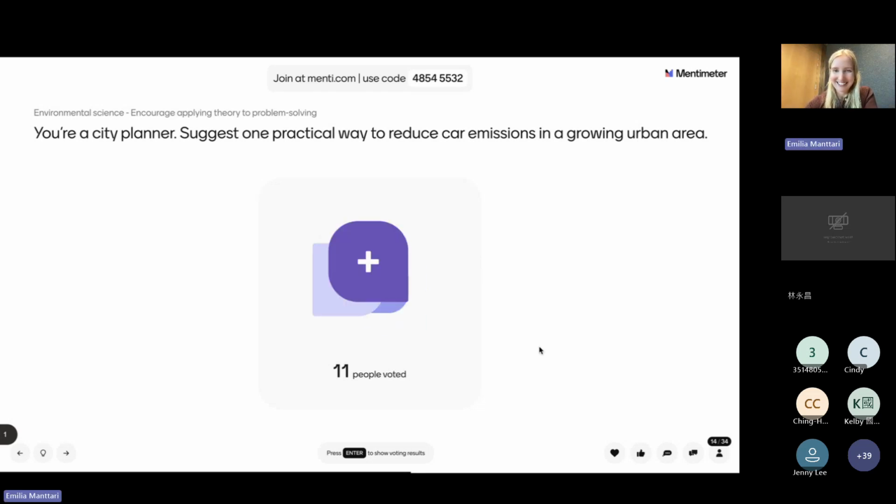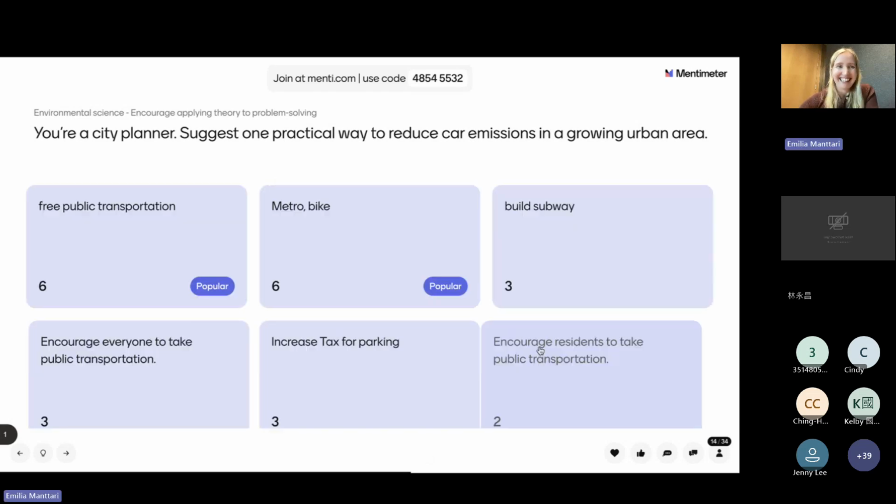Okay, I'm going to wait for 2 more people. So then let's see, 1 more person, and then I will show you how you voted. There we go. All right. So we have a tie between 2: free public transportation and then metro and bike. Those are the most popular ones, and they then appear here at the top. Great. I love that, but loads of great ideas. There we go.